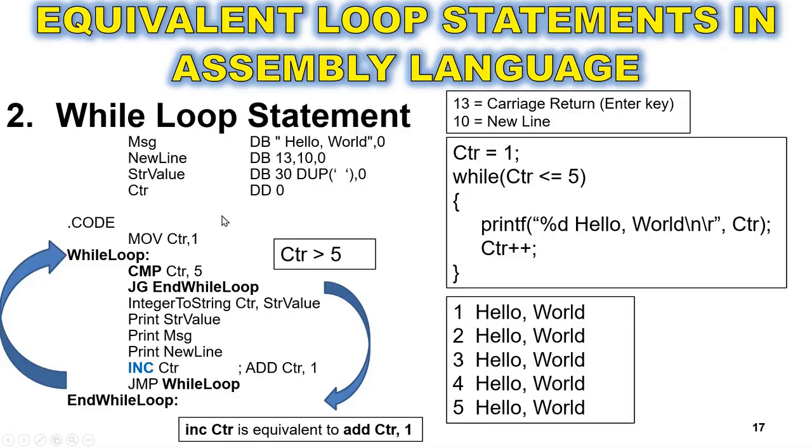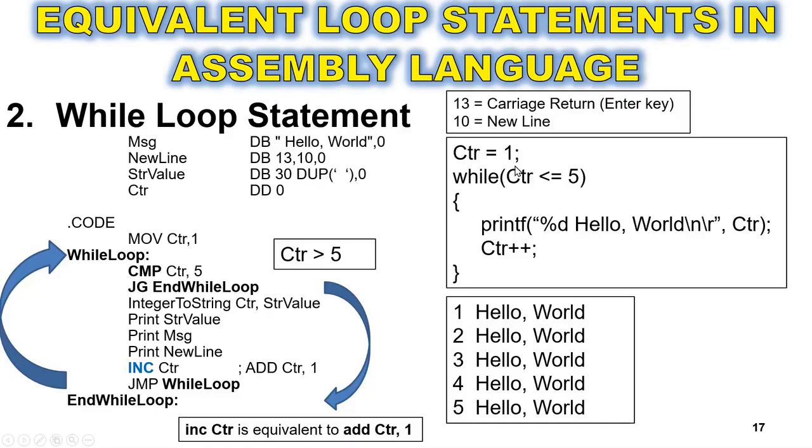And then the new memory variable that I declared here is the variable CTR, assigned as a double word DD and initialized to 0. The purpose of this variable CTR is that it will serve as the sentinel or the control variable for our while loop. Let us proceed to the code segment.